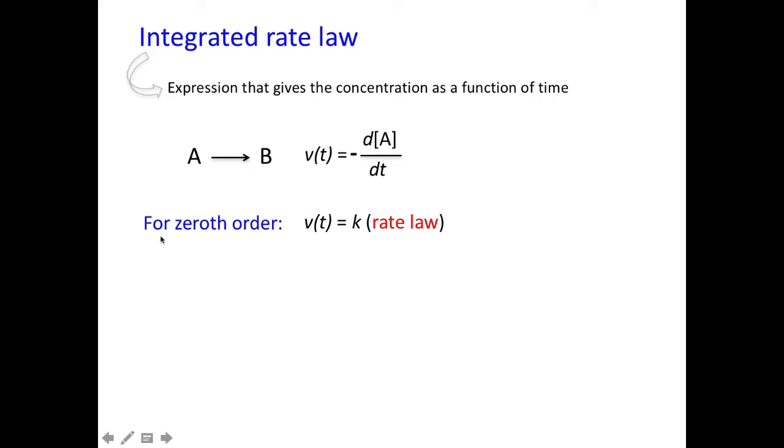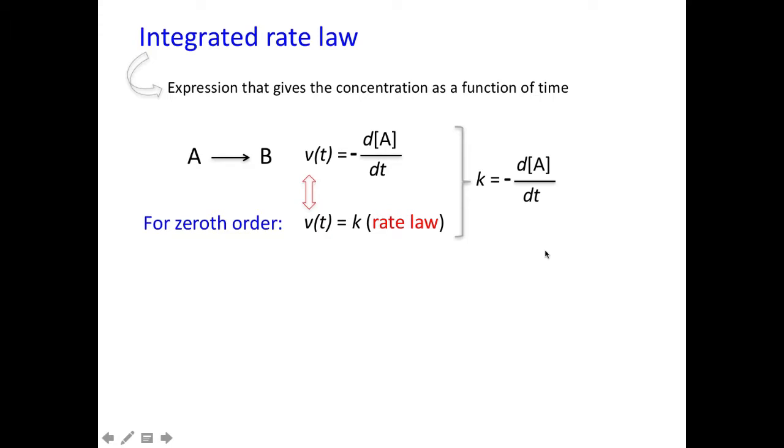For a zeroth order reaction, first of all, we need to make an assumption here. Let's assume this reaction is zeroth order. In this case, we know that the rate law for zeroth order reactions is just given by this expression, so the reaction rate does not depend on concentration. So we have two expressions for V of t. V of t is given by minus the instantaneous consumption rate of reagent A, and V of t is also given by k. We just need to equate both to obtain this new expression, where k equals minus the instantaneous consumption rate of reagent A.